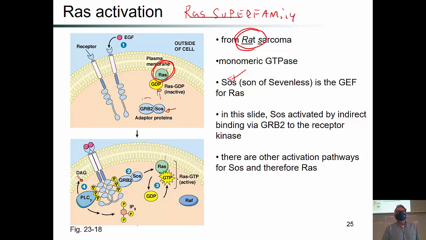Son of sevenless is also bound to GRB2. GRB2 has a domain that binds to a phosphorylated tyrosine residue. So when we activate the receptor tyrosine kinase, we bring GRB2 to the membrane. And this allows son of sevenless to activate RAS, the monomeric GTPase. And we'll look at the important effect that has in a couple of slides. Any questions?